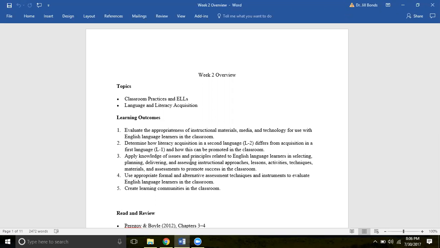3, apply knowledge of issues and principles related to English language learners in selecting, planning, delivering, and assessing instructional approaches, lessons, activities, techniques, materials, and assessments to promote success in the classroom. 4, use appropriate formal and alternative techniques and instruments to evaluate English language learners in the classroom. And 5, create learning communities in the classroom.